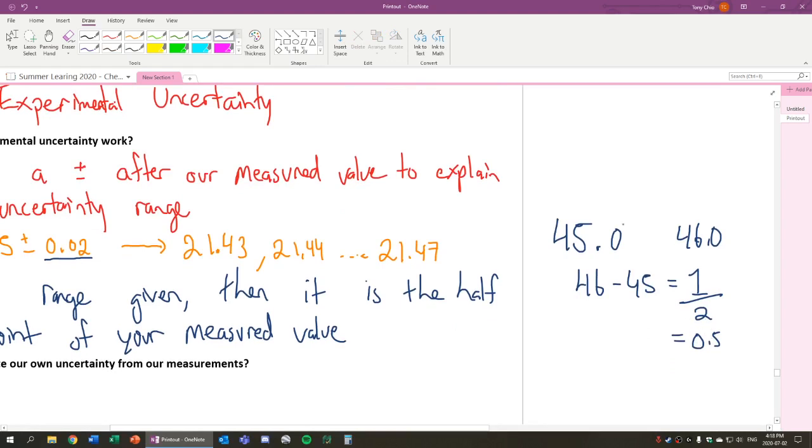So what do you put then? Well, because your range is between 45 and 46, the midpoint is 45.5 plus or minus 0.5. Because if you add 0.5 to this value, you get 46. If you take away 0.5 from this value, you get 45. So as always, it's the midpoint of the two values plus or minus half of the range, the range being 1 here.